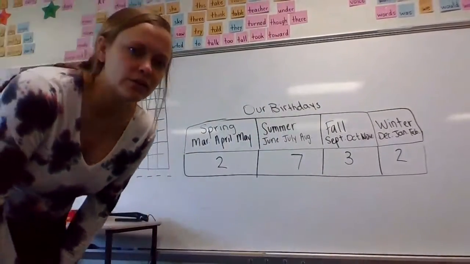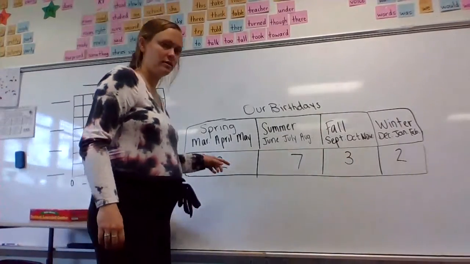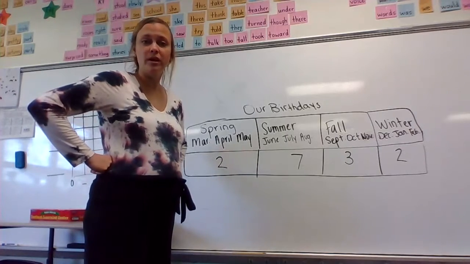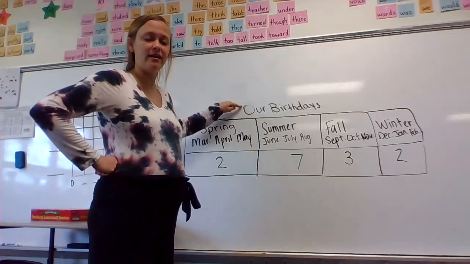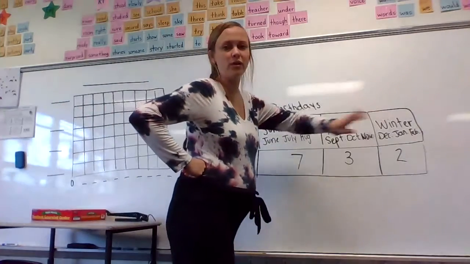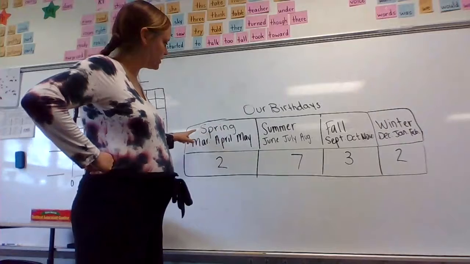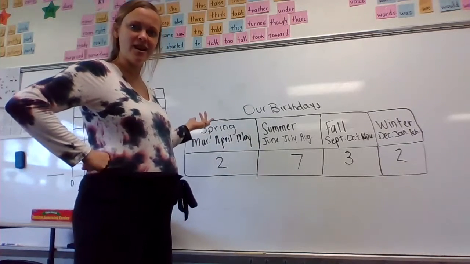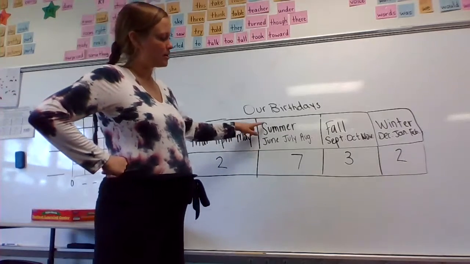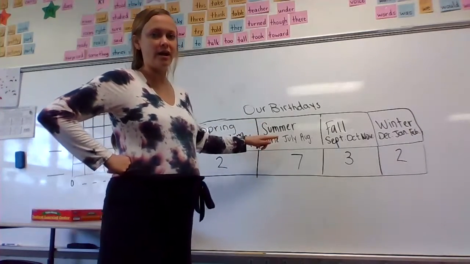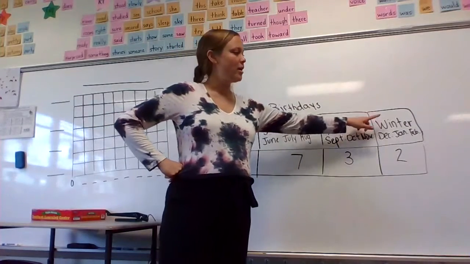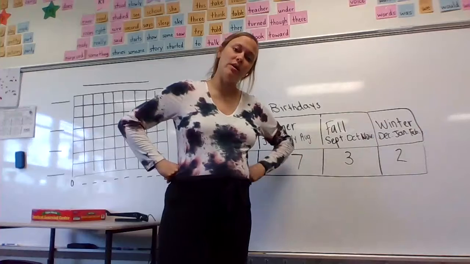Okay, so I made a data set using information from our classroom. These are our birthdays. That's the title of my data set. I put it into 1, 2, 3, 4 different categories. What do you think these categories are? They're the seasons of the year. So we have our spring birthdays in March, April, and May, our summer birthdays in June, July, and August, our fall birthdays in September, October, and November, and our winter birthdays in December, January, and February.